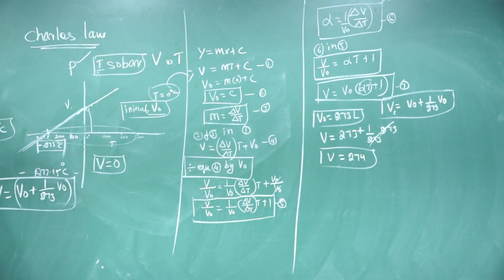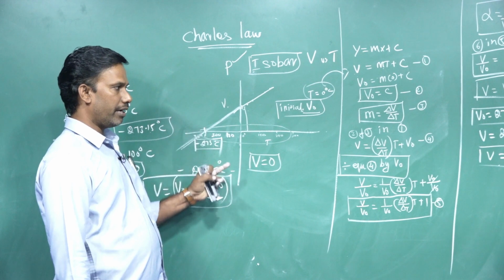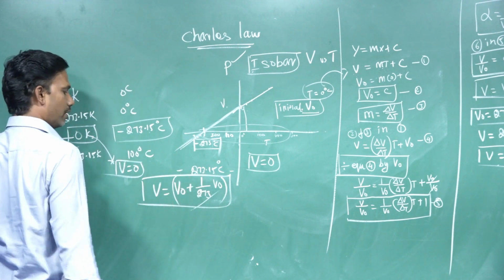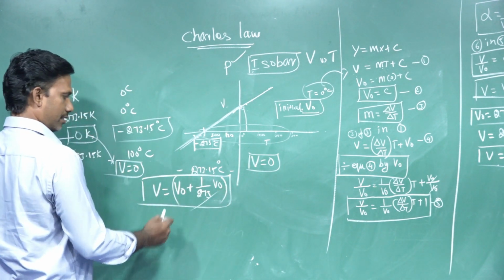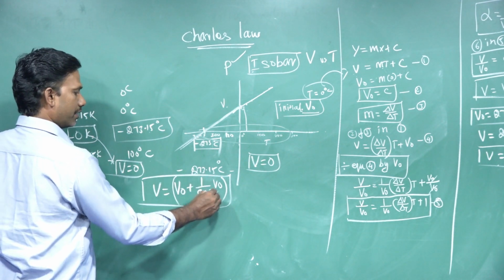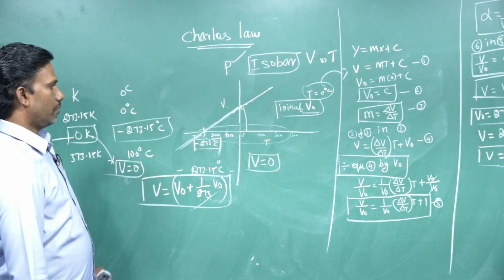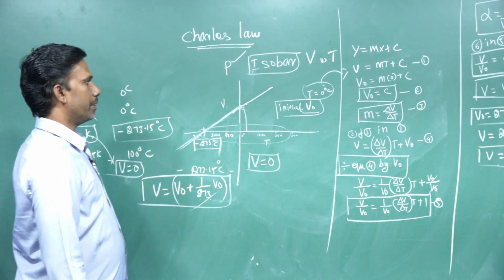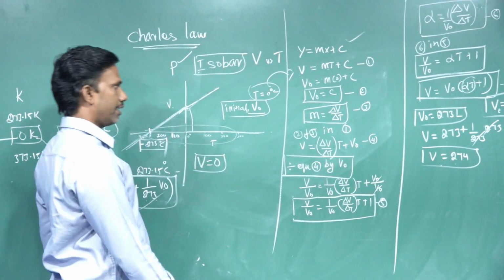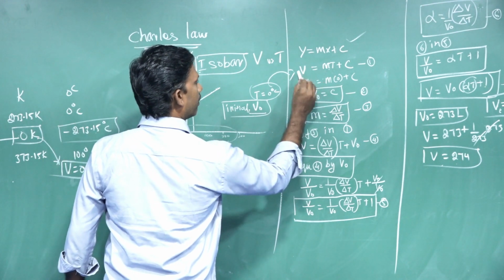So we conclude that whenever temperature increases at constant pressure, the volume expands by 1 by 273 of the initial volume V0. Whenever temperature rises by 1 degree Celsius, the change in volume is 1 by 273 of V0. This is Charles' experimental verification. Once again, I will explain the derivation. Listen properly. The graph gives a straight line, so I took the straight line equation y equals mx plus c. Then I am altering the straight line equation as per our law.